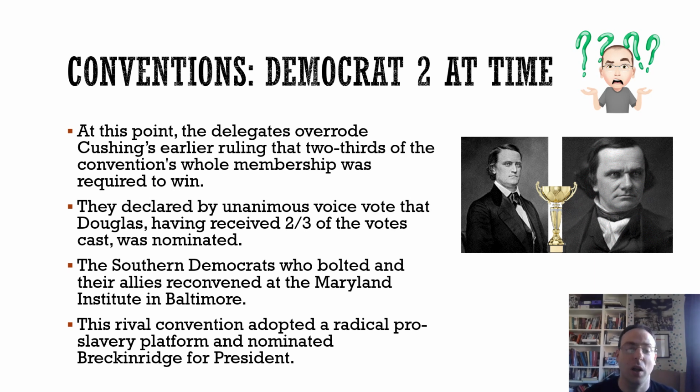Meanwhile, in the Maryland Institute in Baltimore, the Southern Democrats are meeting in a rival convention, and they adopt a very radical pro-slavery platform, and they nominate Breckinridge for president. So we have 2 conventions for the same party. We have 2 candidates from the same party, and essentially the Democratic Party has now been torn in half. Now, traditionally, a lot of historians look at this and wonder, is this what just hands Lincoln the electoral victory? Now, it isn't quite that straightforward, and we'll have a look at some of the numbers in a map to try and explain that in a minute.